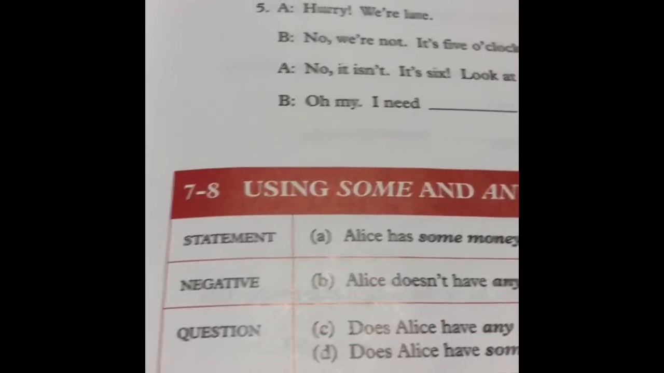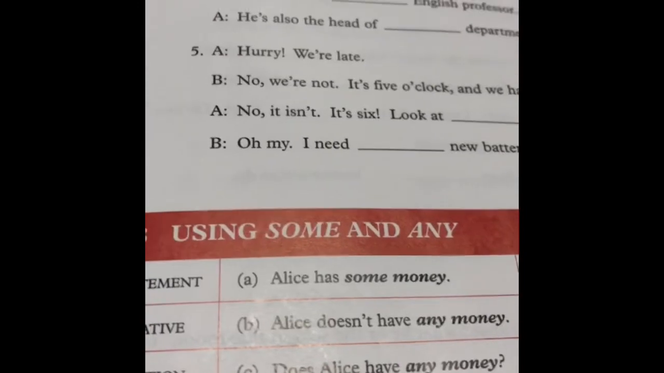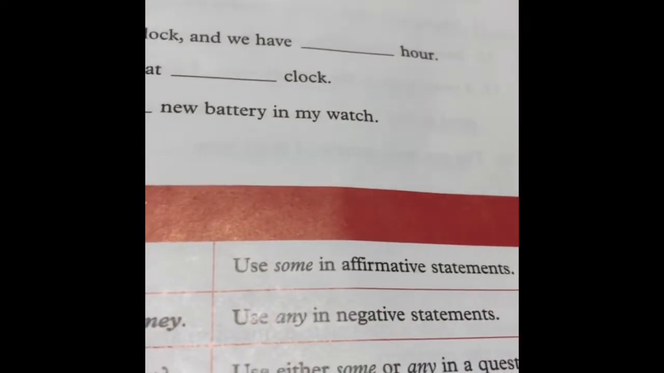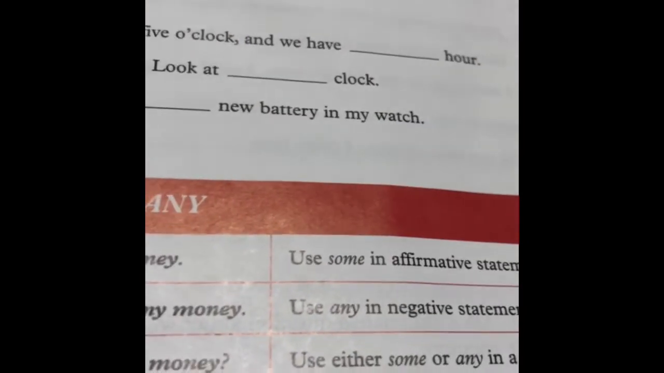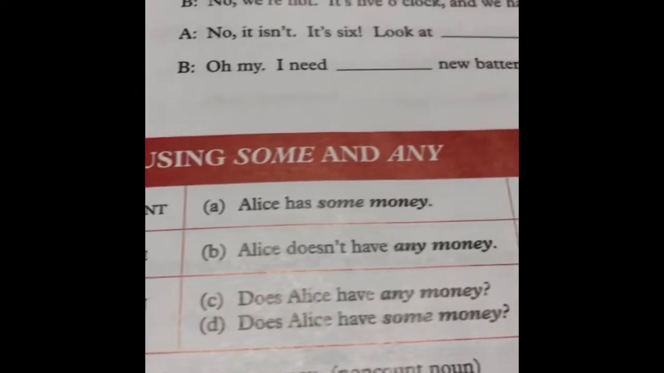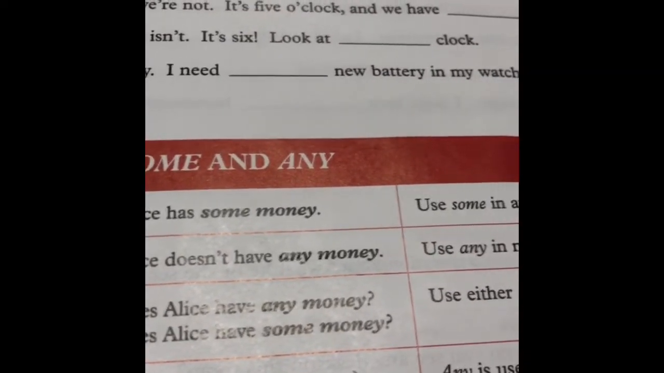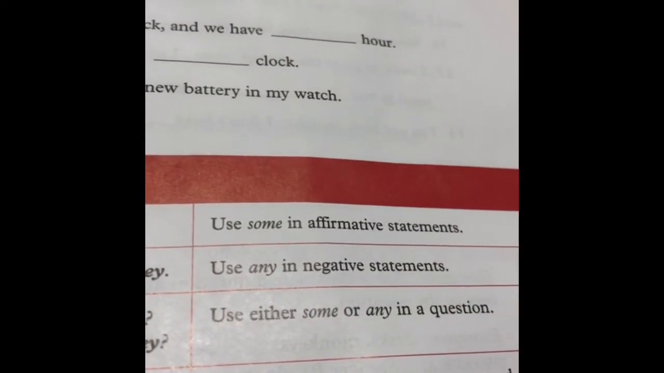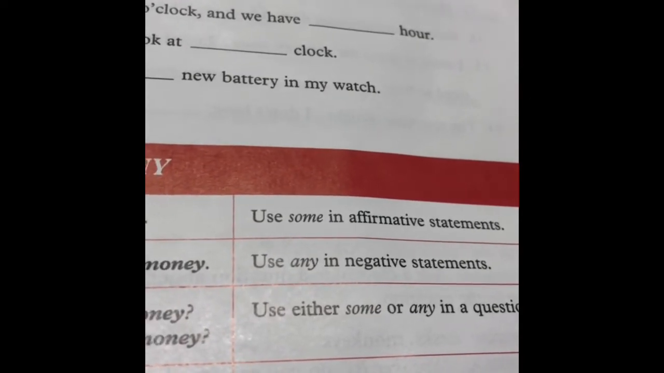Some and any. متى بستخدم أنا some ومتى بستخدم any. In the statement يعني بالجملة الخبرية: Alice has some money. Use some in affirmative statements. Affirmative مثل ما قلت جملة خبرية. In the negative: Alice doesn't have any money. إذن هون any. In the negative we use any in negative sentences or statements، مع جمل النفي.